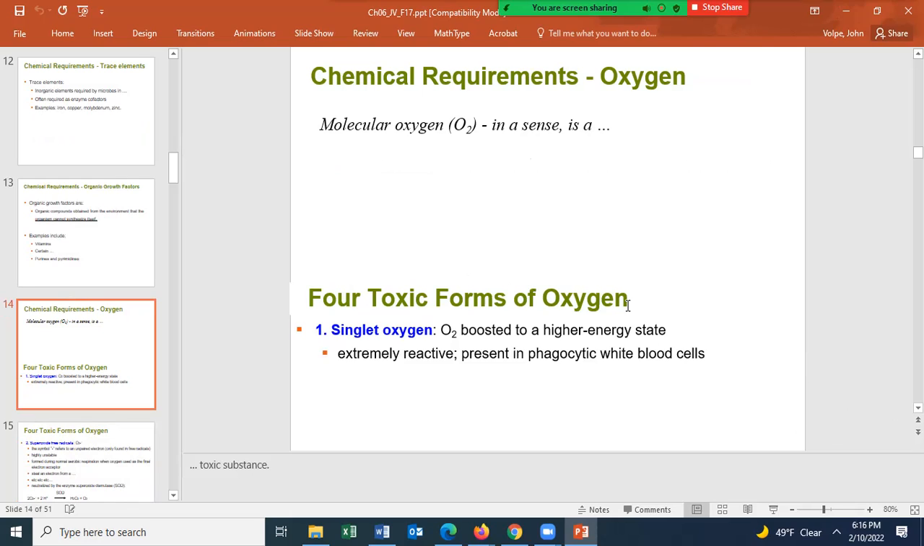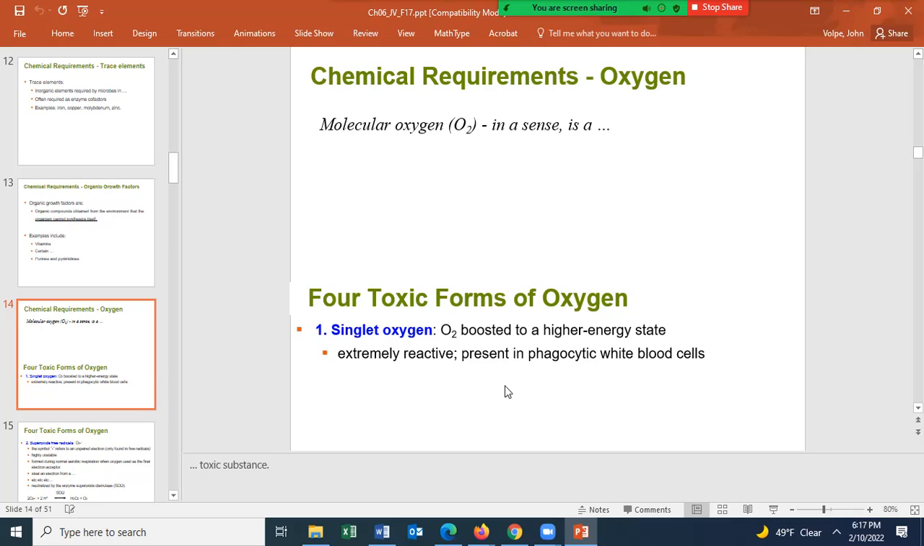Oxygen is a chemical that is required by some organisms. However, oxygen is, in a sense, a toxic substance. Even for those of us who must have oxygen, oxygen is toxic. There are 4 toxic forms of oxygen. Singlet oxygen, where oxygen is boosted to a higher energy state. This oxygen is highly reactive.